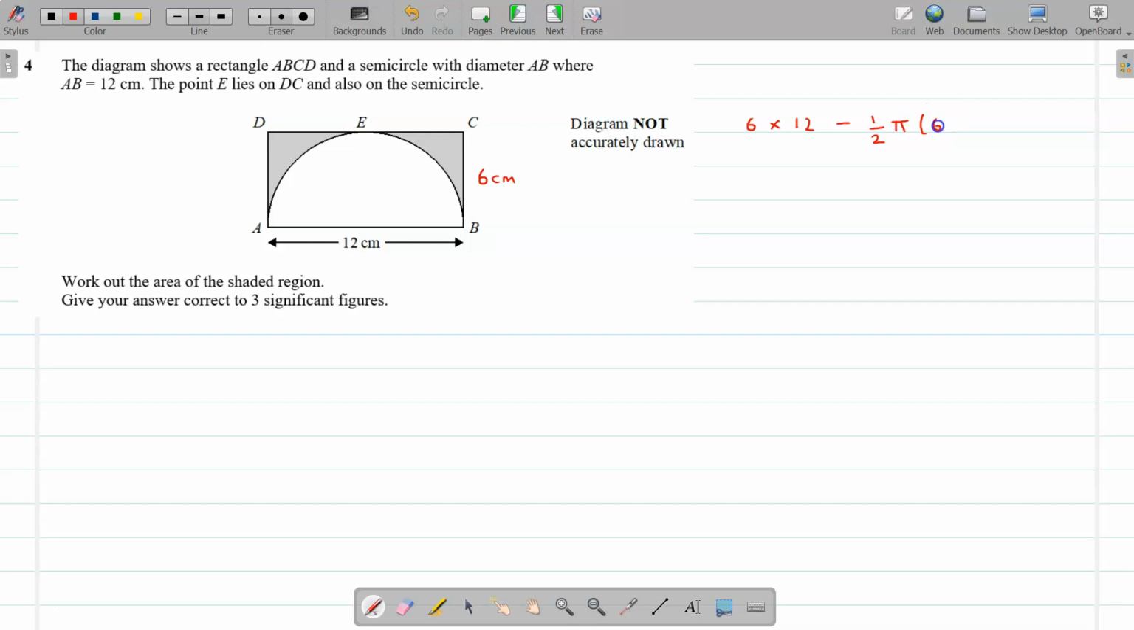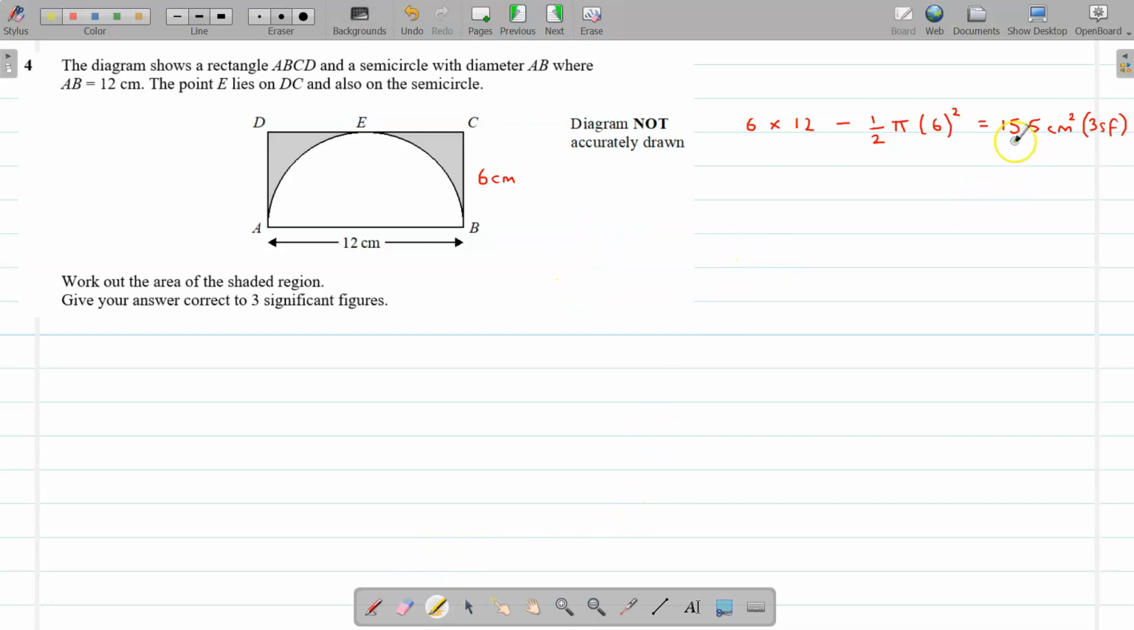Well, the radius is 6, and we put that into the calculator exactly like that, and it comes out to be 15.5 centimeters squared to 3 significant figures. Okay, so show all working out clearly. Anything you put into the calculator should be written down as well on your working.